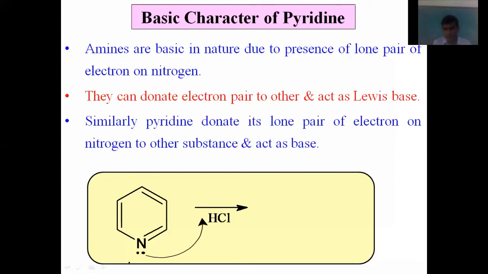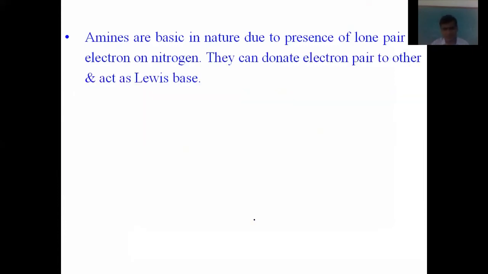That nitrogen can donate this electron pair to an H plus ion and form a bond with hydrogen. Nitrogen acquires a positive charge, Cl acquires a negative charge, and thus during that process, the nitrogen atom of pyridine donates its electron pair, it undergoes protonation, and therefore it acts as a base. Therefore, it is basic in nature. Okay, this is the basic character of pyridine, why it is basic in nature. This is a very interesting concept.